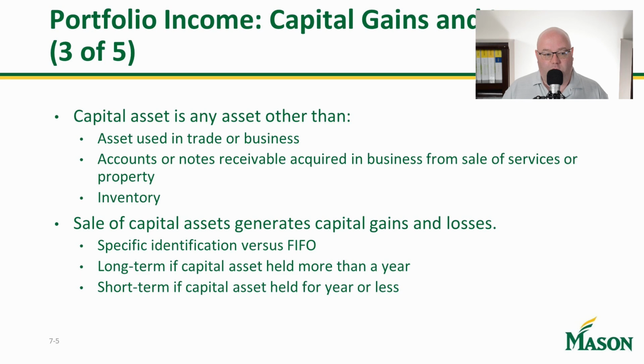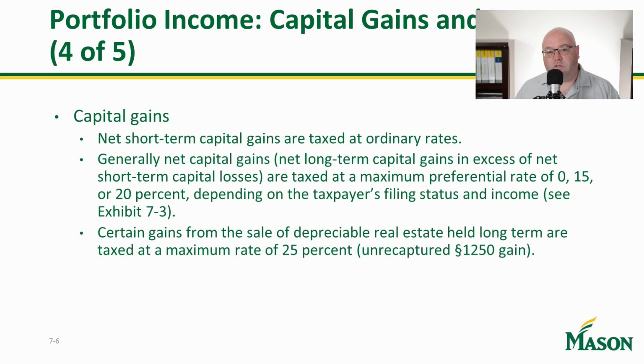You may want to know that. So capital gains, like I said, you're going to net the short-term capital gains that are going to be taxed at ordinary rates. Net long-term gains, if they're in excess of short-term gains or short-term losses, are going to be taxed at a preferential rate of 0, 15, or 20%, depending on their filing status and income. We'll talk about that at Exhibit 7.3. Certain gains from sales of depreciable real estate held long-term are taxed at a maximum rate of 25%.